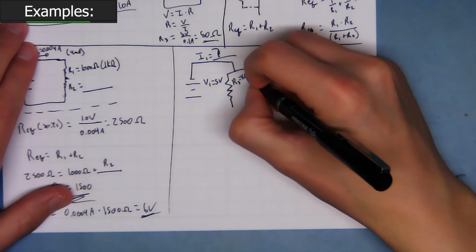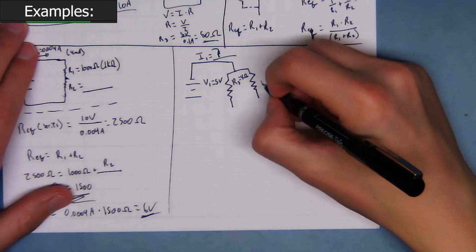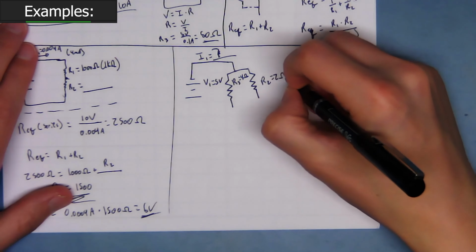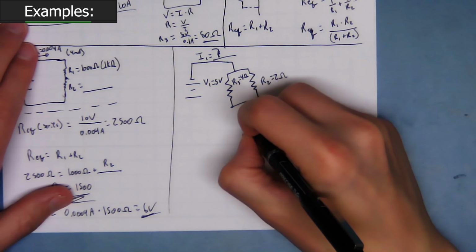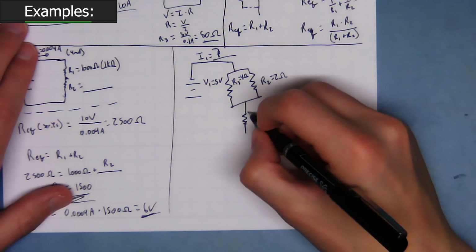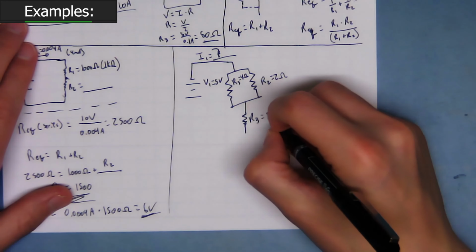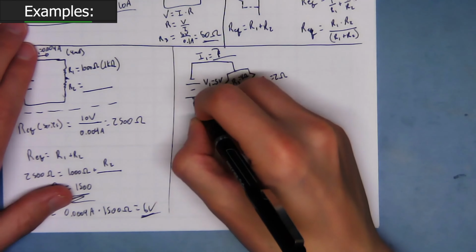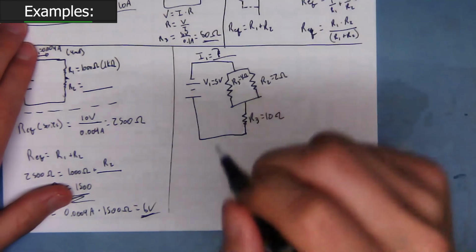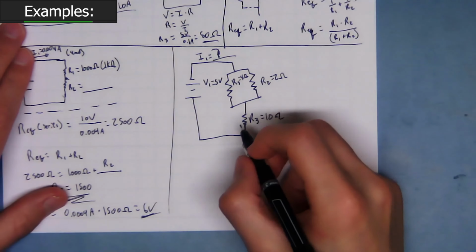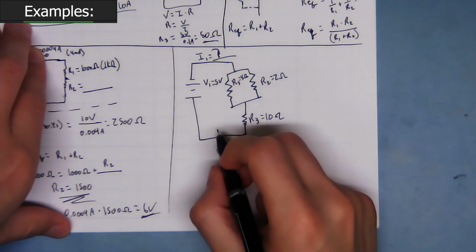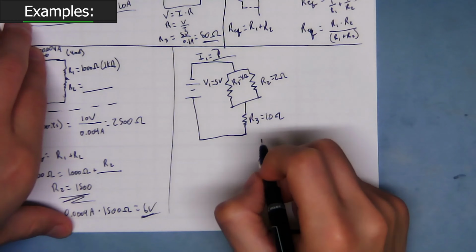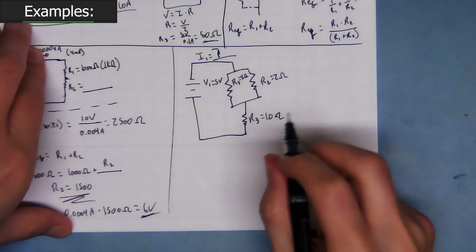R3 equals 4 ohms. R2 equals 2 ohms. Ooh, this circuit's even a little crooked. That's a feature. R3 equals 10 ohms. That's awesome. Would you believe me if I said I was good at coloring between the lines in elementary school? Probably not. That's okay though.